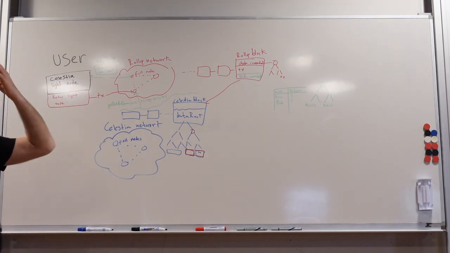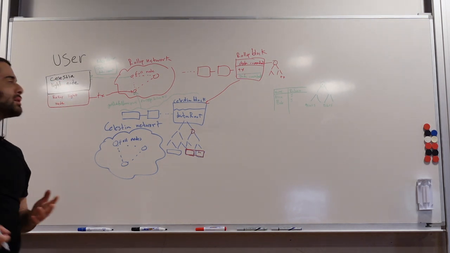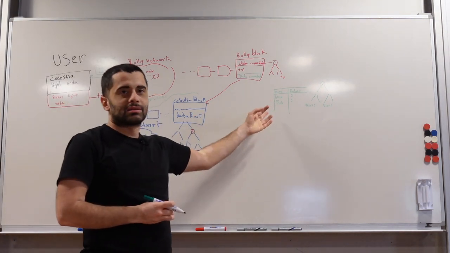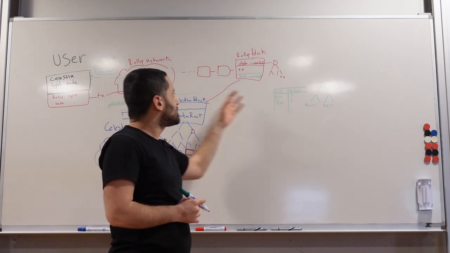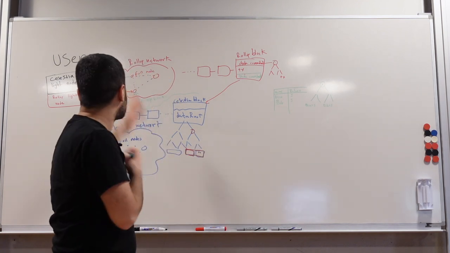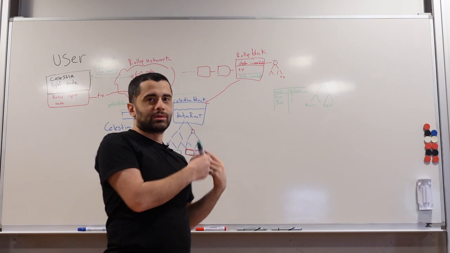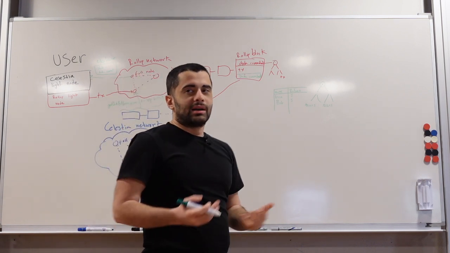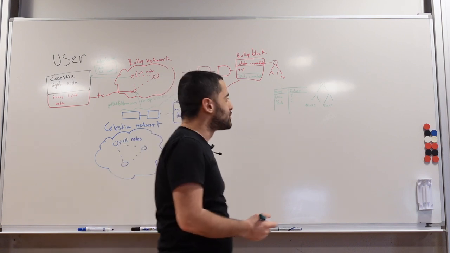Because the light nodes have this state commitment, they can also ask the full node, hey, can you please tell me the balance for Alice? And once the full node responds to the light node, it has to prove that that's Alice's balance. And how does it prove that? It proves that by using something called a Merkle proof.